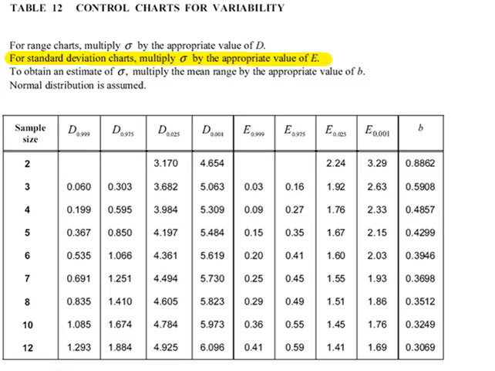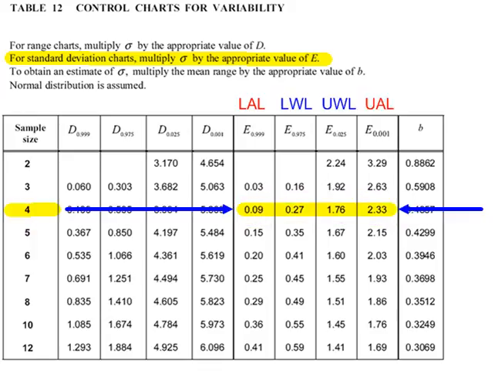Now, table 12 in the AQA formula book tells you exactly what to do. For standard deviation charts, multiply the standard deviation, and we know this value, it's given, by the appropriate value of E. Our sample size is 4, and these are the E values, so our focus should be here. Then, using these values and multiplying these E values with the population standard deviation, we can work out our limits.